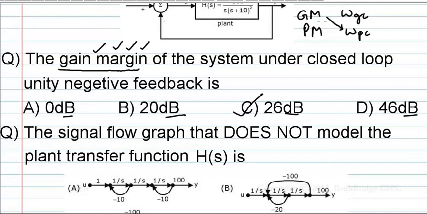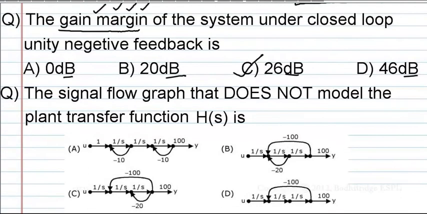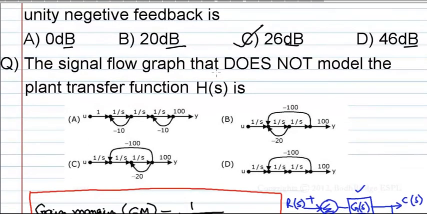Phase crossover frequency is used for gain margin calculation, and omega GC, the gain crossover frequency, is used for phase margin. Even if you don't understand control systems, just learn how to calculate these four parameters and practice some questions. Now we'll see this one.